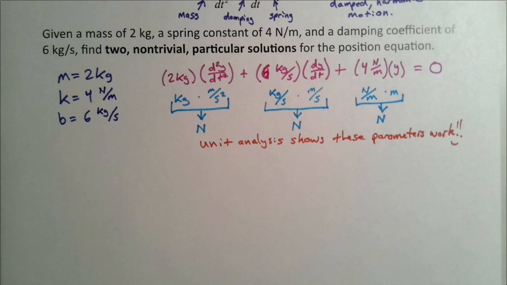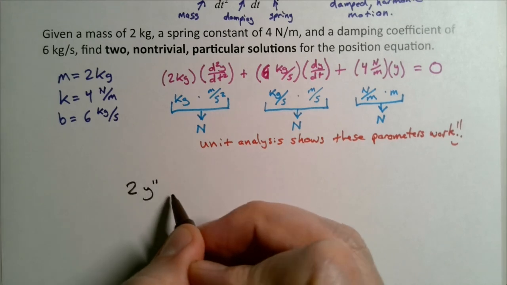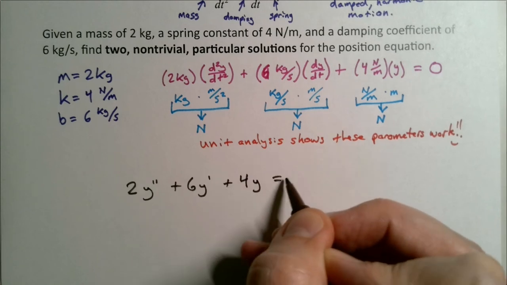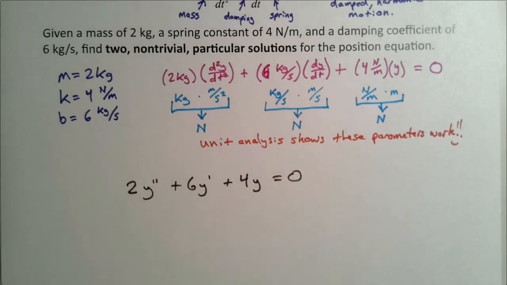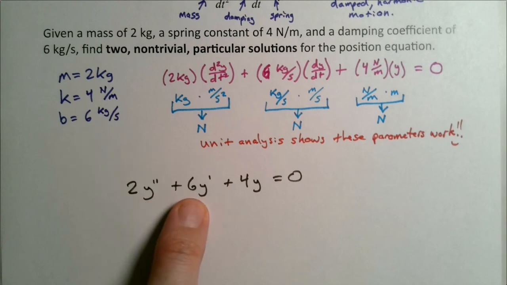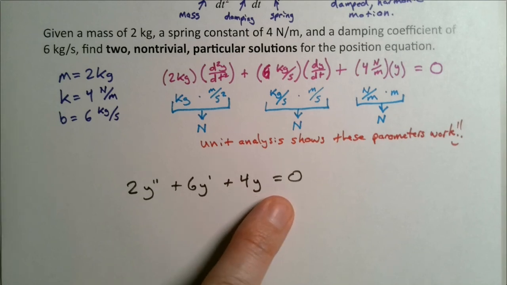So now that we know that the units work out, we're actually just going to write our equation, but I'm going to shorten it down a little bit. I'm just going to write 2y double prime plus 6y prime plus 4y equals 0. And so what we really have here is an equation that says 2 times the second derivative of some function plus 6 times the first derivative of that function plus 4 times that function itself equals 0.